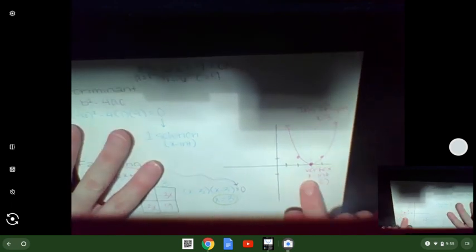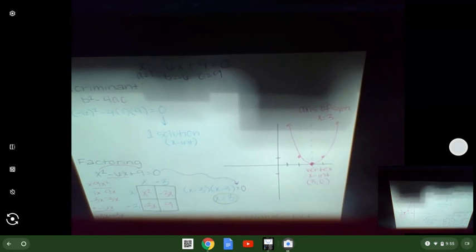I could, if I wanted to talk about more key features, talk about how this vertex is a minimum. It is the lowest point on my graph, and it is at a minimum y value of 0. There's a lot you can talk about when it comes to parabolas. And as you move on in math, you will talk about these parabolas and more applications and the key features about them.